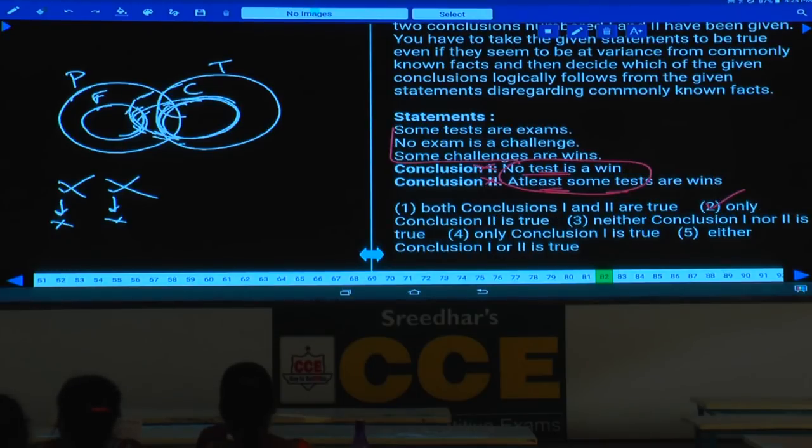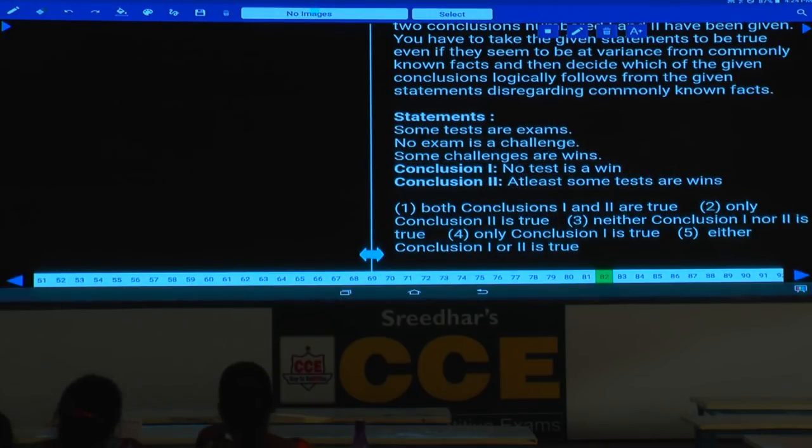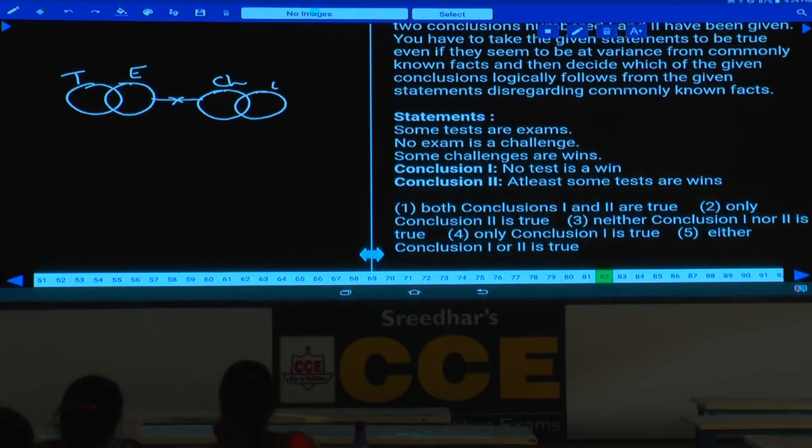And question number 82. Now in this 82, some tests are exams, no exam is a challenge, and some challenges are wins. First one, no test is a win, definitely true, and some tests are wins is false.